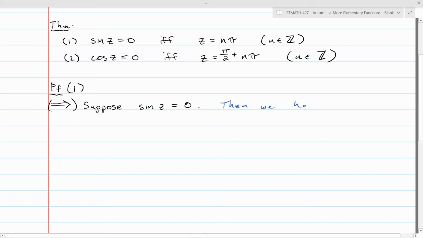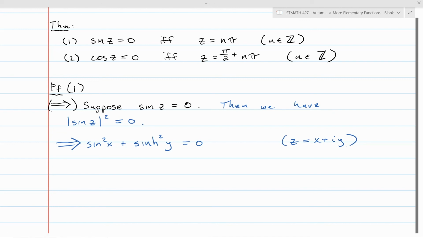So then we can say we have modulus of sine z squared must be 0. And we had this nice formula for the modulus of sine z squared in terms of these hyperbolic functions. That tells us that we've got sine squared of x plus sinh squared of y has to equal 0. Here, z is x plus iy. These are both squared terms, right? So when you square, and we're talking about real numbers here, the square of a real number is always going to be non-negative. So the only way that this sum of non-negative things comes out to be 0 is if both of the terms are equal to 0.